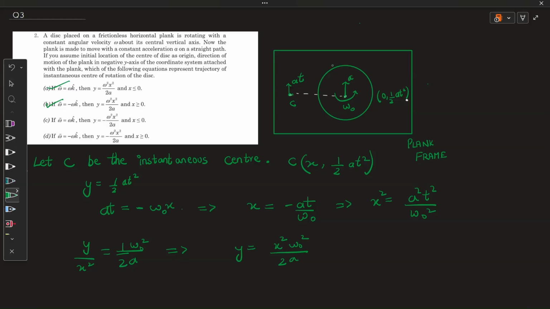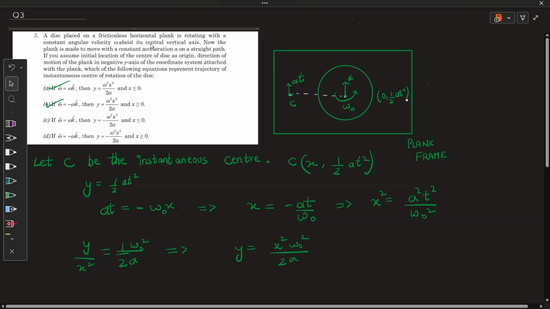Just pause this video and verify the logic behind this. Why am I shifting this center from here? If you have any doubts in that, do comment.